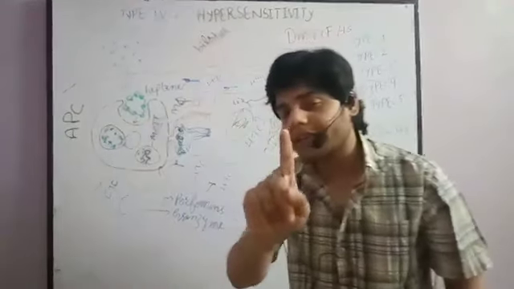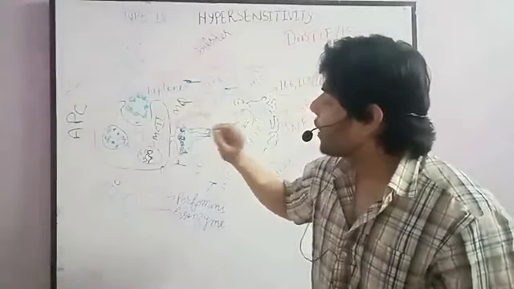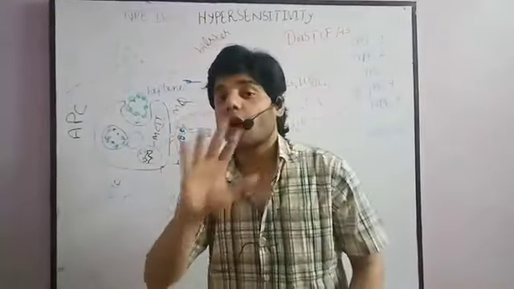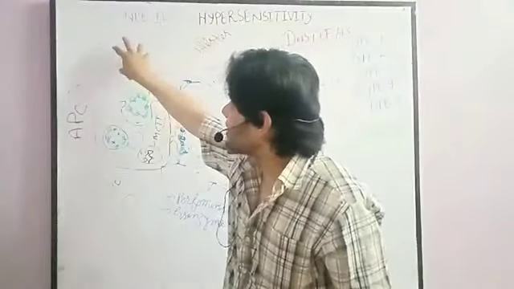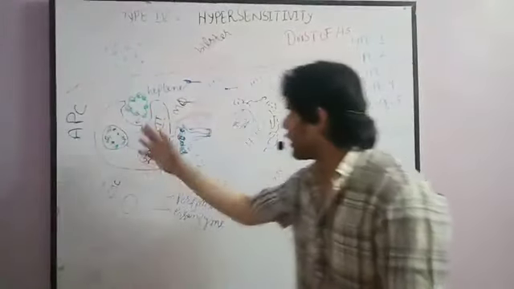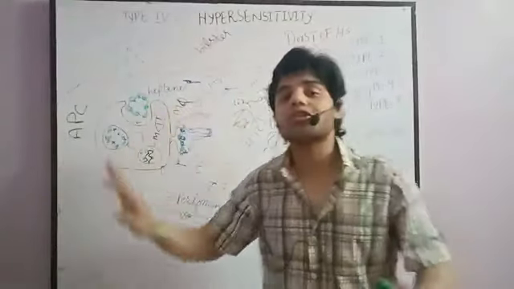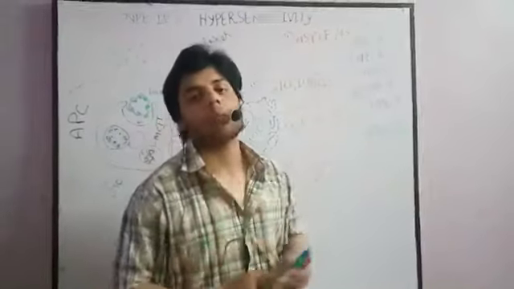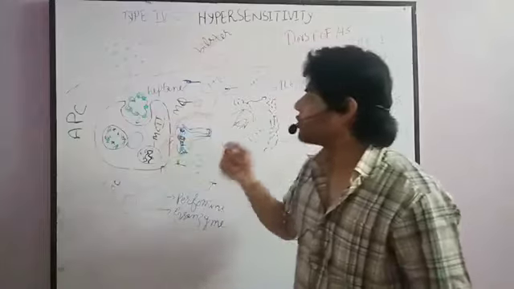Here is one very important thing you should note, and the main point is that this type 4 hypersensitivity will be activated when hapten molecules are present. When hapten molecules are present, the allergen will react with these hapten molecules, and then the rest of the cells will be activated. If the hapten molecule is not present, then the cells will not be activated. That's a very important point.